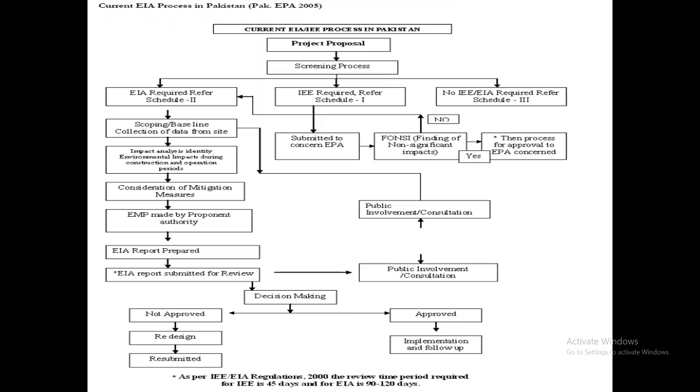This is something about the flowchart, how the IEE and EIA process initiates. First of all, we have a project proposal, then the screening process is initiated. Then as per requirement, IEE is to be prepared. And if there is a chance of some environmental impact, then EIA is required. So we have schedule 1, schedule 2, and then schedule 4 as well. We will discuss these in our next lecture.